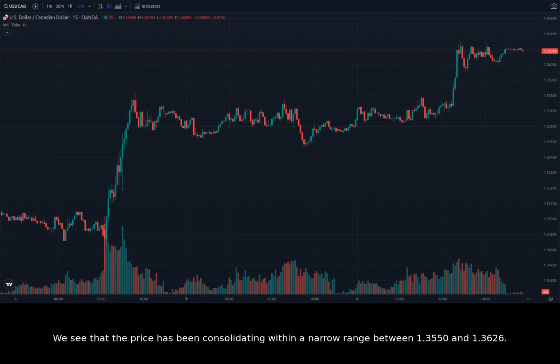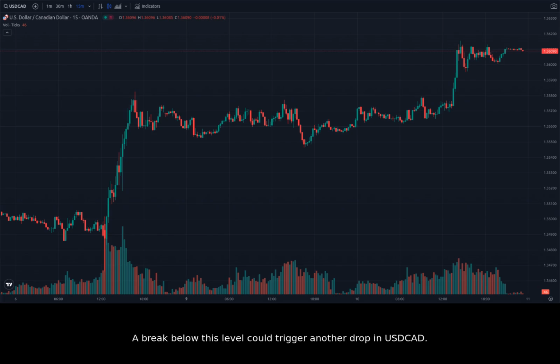We see that the price has been consolidating within a narrow range between 1.3550 and 1.3626. The 14-day Relative Strength Index, RSI, is currently in the bearish range, further supporting the bearish sentiment. The price has been struggling to break above the horizontal resistance at the May 15th low. This area was previously a major support level and could be a significant barrier for USD bulls.